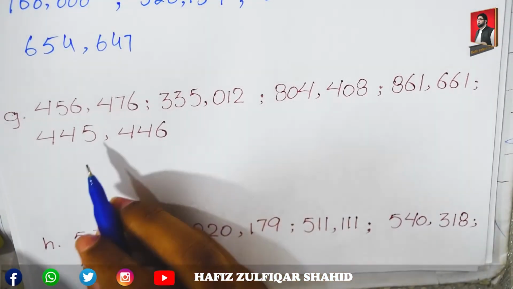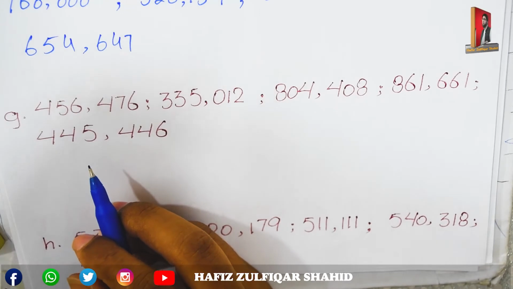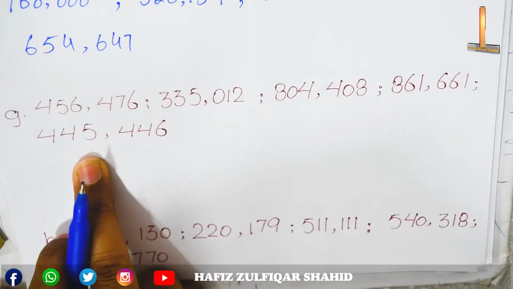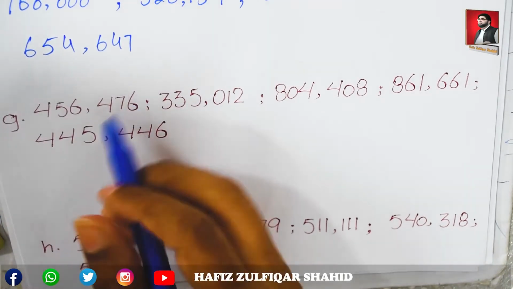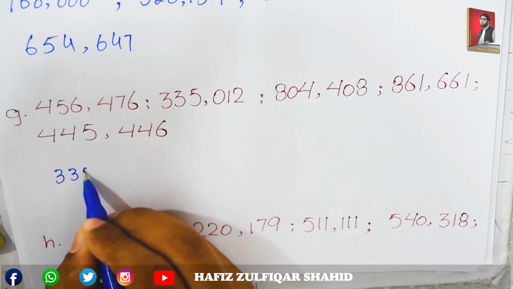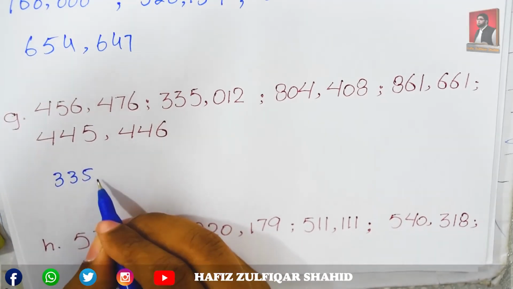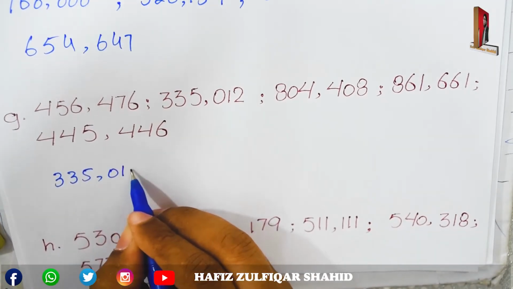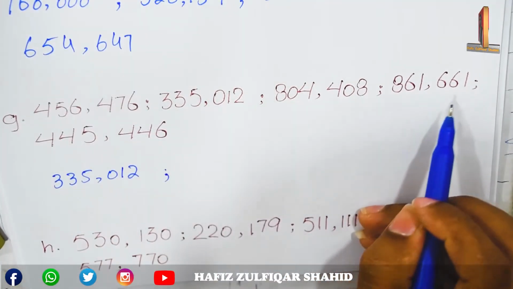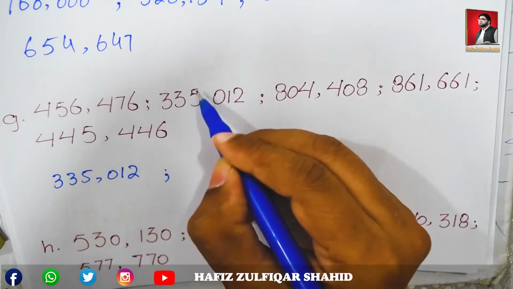Let's do another question of this exercise. G. Compare all given values. Write down the smallest one first, which is 335,012. Now compare, we have written this one.